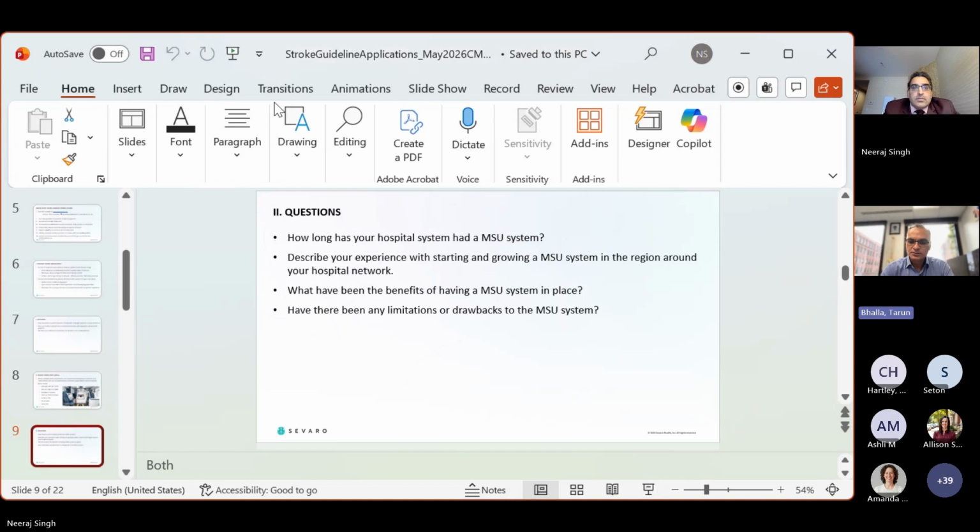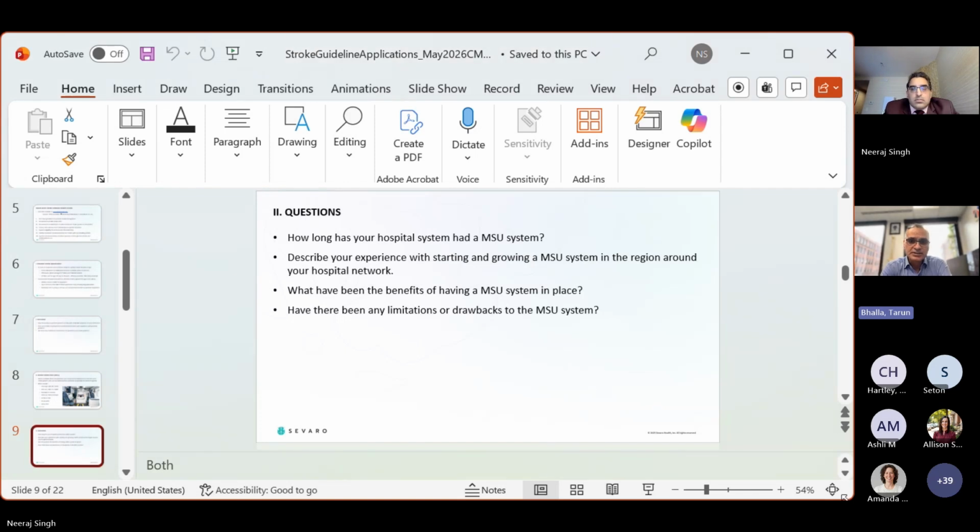Yeah, thanks. So we've been very fortunate up here in Rochester. We started our mobile stroke unit program in 2018, so we've been active now for about 8 years. In fact, we just got our second unit delivered last week, and we're about to put that into play.